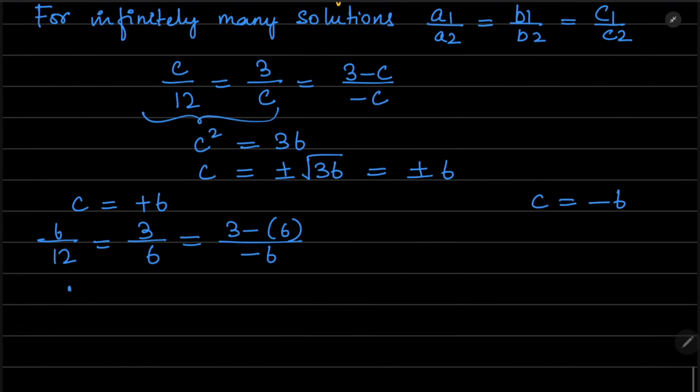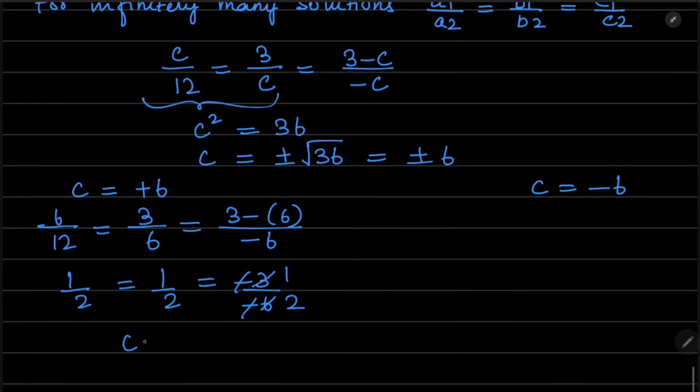So let's see what you're getting here. 1 by 2 is equal to, again 1 by 2 is equal to 3 minus 6 by minus 6, which is minus 3 by minus 6. Minus gets cancelled. 3 ones are 3, 3 twos are 6. Okay, so c equal to plus 6 is the correct answer.